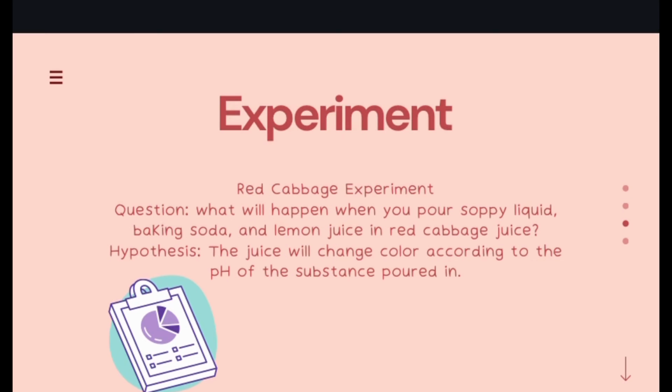So now we're on the experiment. The experiment is called the red cabbage experiment. The question is, what will happen when you pour a soapy liquid, a soap mixture, or baking soda and lemon juice into red cabbage juice? So what I think will happen is that the juice will change color according to the pH of the substance that is poured in with the juice.